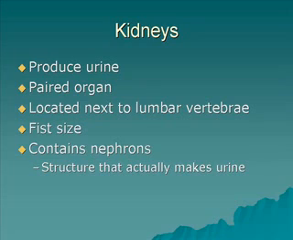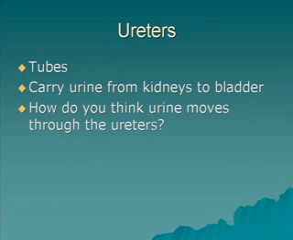Of course, your kidneys are paired. There's two of them, a right and a left. They're located next to your lumbar vertebrae, so towards your lower back, in the back of your body, and they're about the size of your fists. Now, once all this urine has been produced in the kidney, it leaves the kidney through tubes called ureters. And these carry liquid or urine from your kidneys into your bladder.